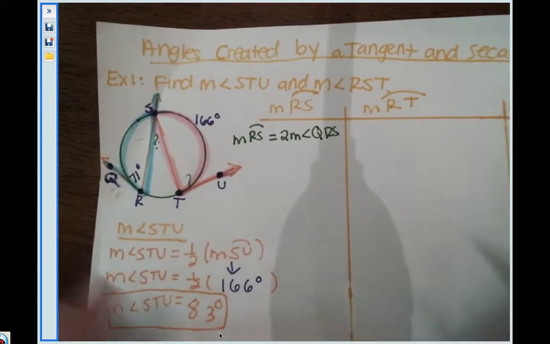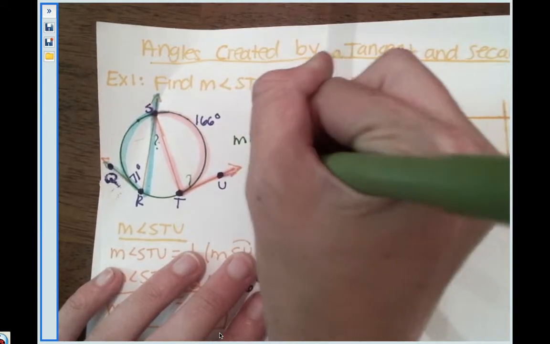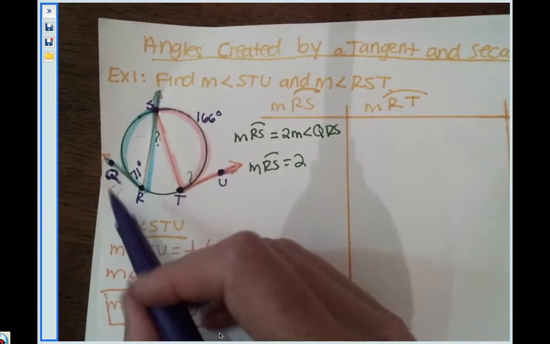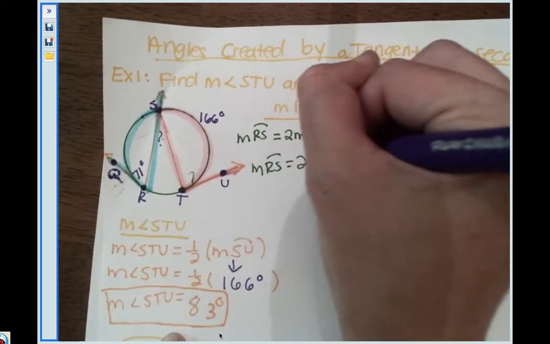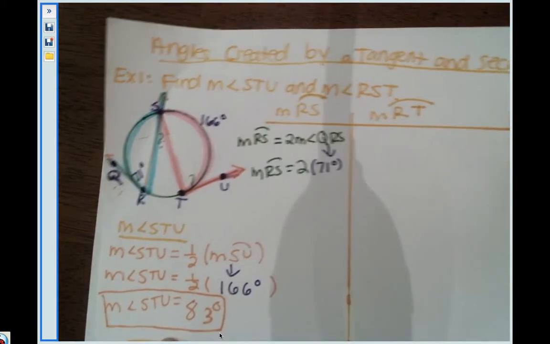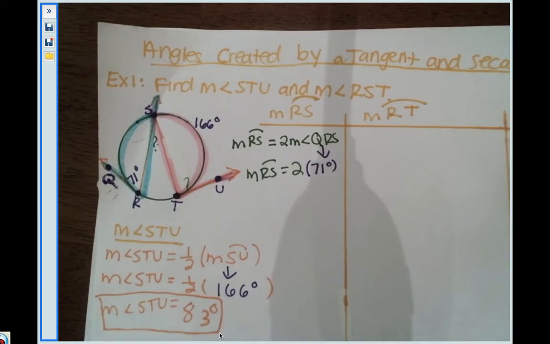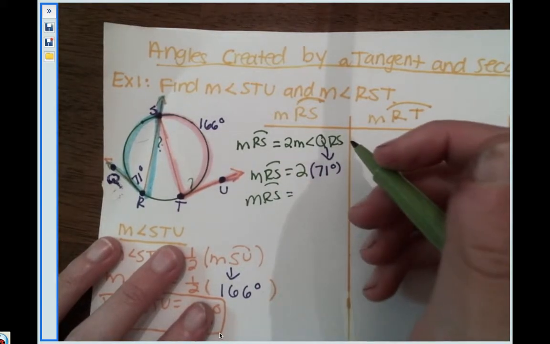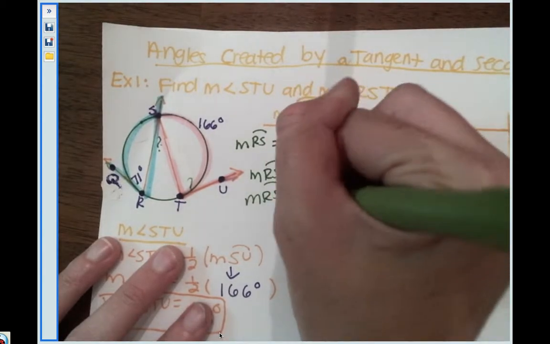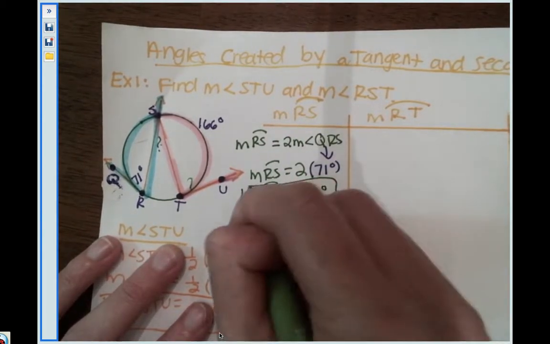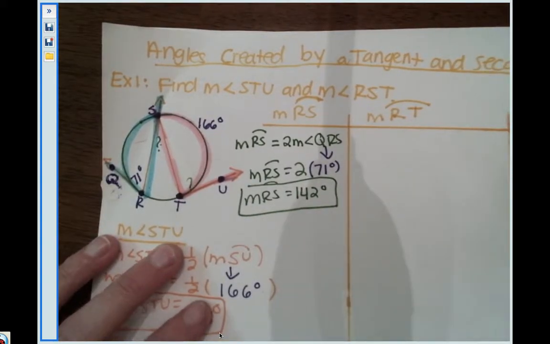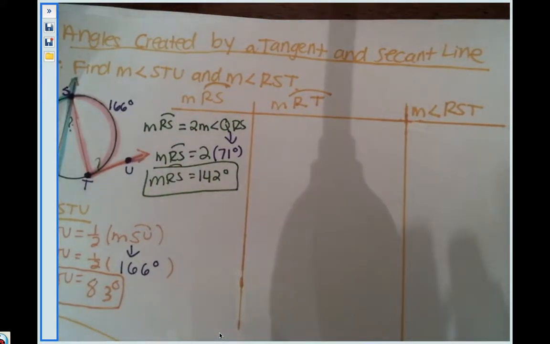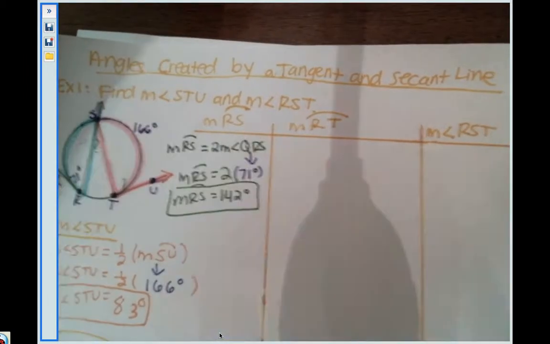Let's fill in these values and solve for the arc. The measure of arc RS equals 2 times the measure of angle QRS, and the measure of that angle is 71 degrees. So the measure of arc RS equals 2 times 71, which is 142 degrees. This is going to help me find arc RT, which will then help me find the other angle we're actually trying to find, because that's what the original problem asked us. We're getting there, don't you worry. It's like a journey. We have to go through this journey together to get to angle RST.